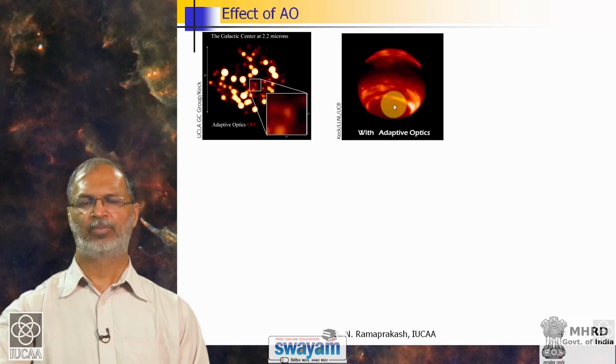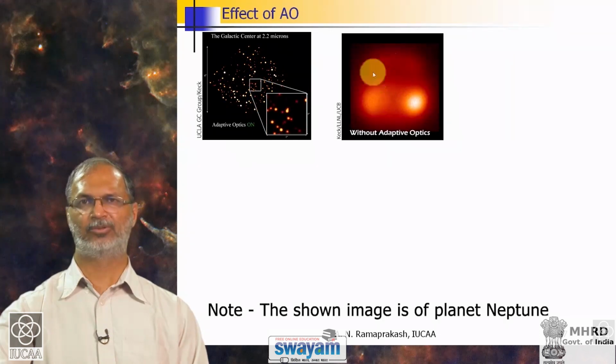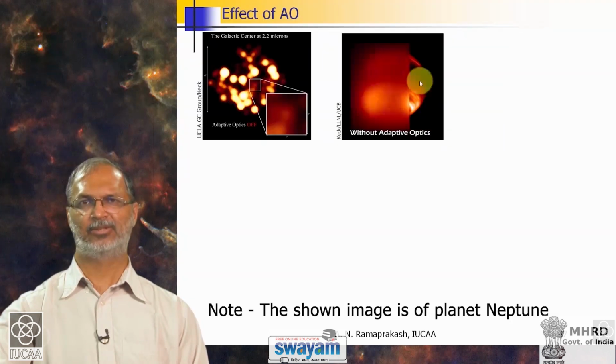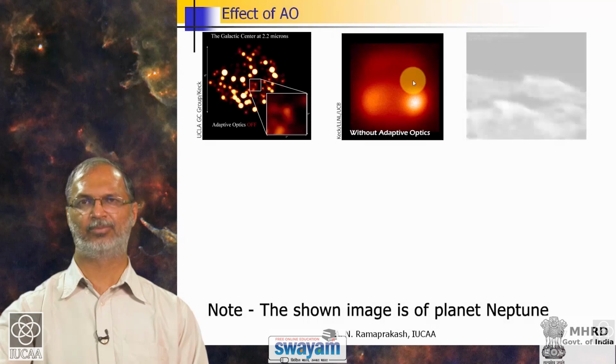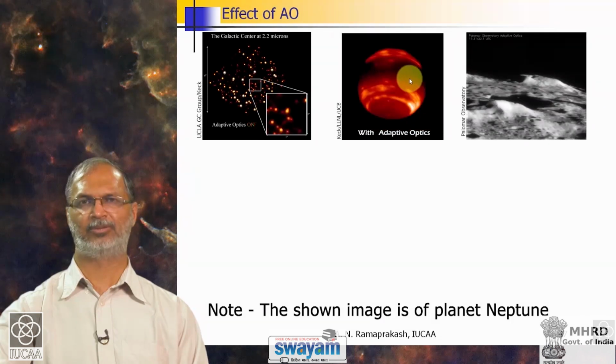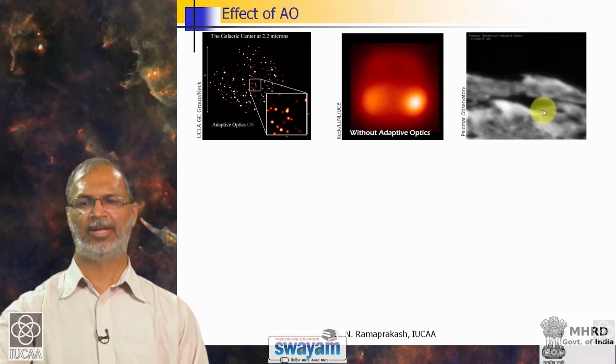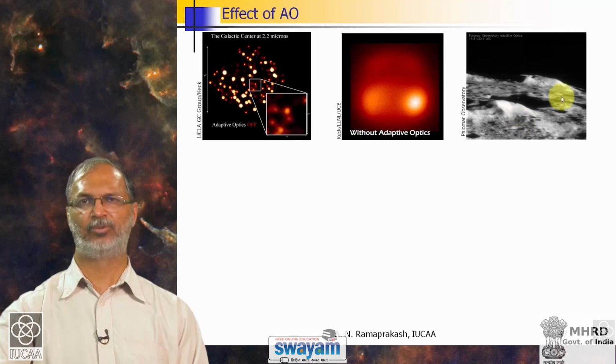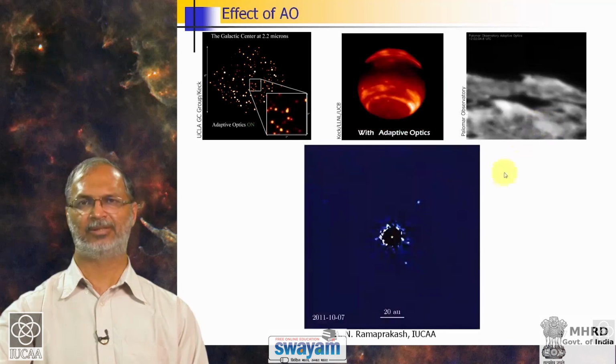Similarly, here without an adaptive optic system, the image of Jupiter looks so washed out, you do not see any fine features. Here you can see exquisite features on the surface of Jupiter. And another planetary image, the surface of the moon: you can see how the adaptive optic system improves the details you can see on the surface.